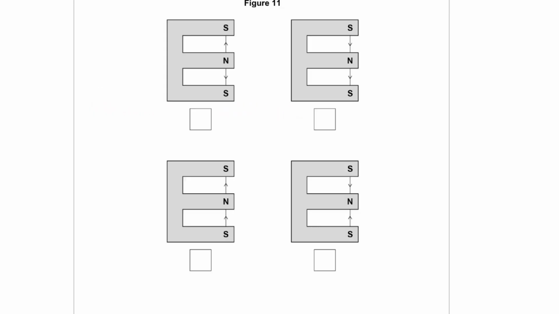We know that the magnetic field goes from north to south. So that seems to be correct. This is wrong. That is correct, but this is wrong. That is correct, and this is wrong. That is wrong, and that is wrong. So the answer will be this one.